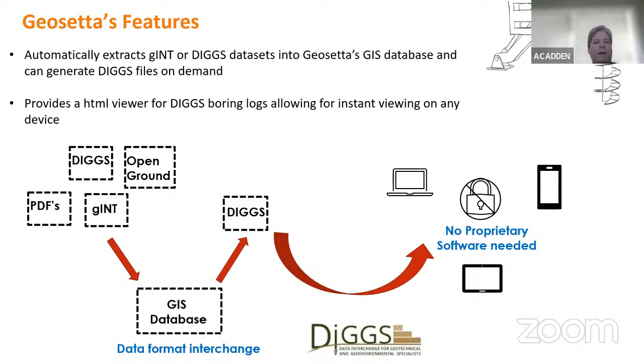So Geosetta handles all that hard work for the agencies. Right now they're bringing in, whether it's a PDF, a GIMP file, maybe it might be even more recent OpenGround. And now recently they've been able to fully read in DIGGS files. So that all comes into Geosetta's central GIS database.